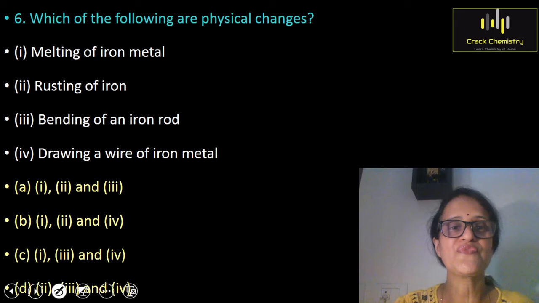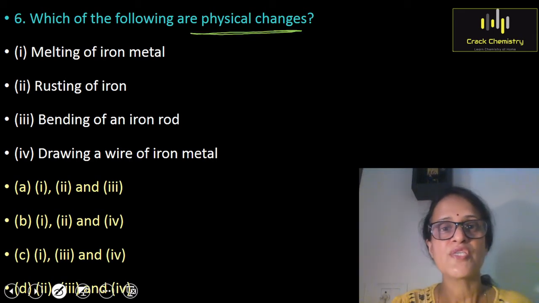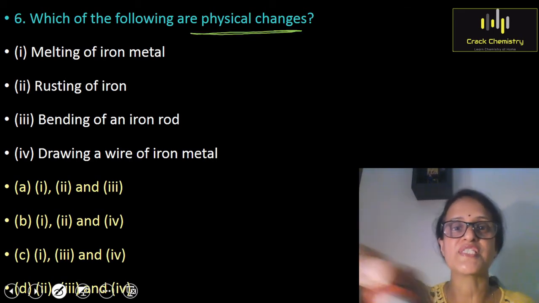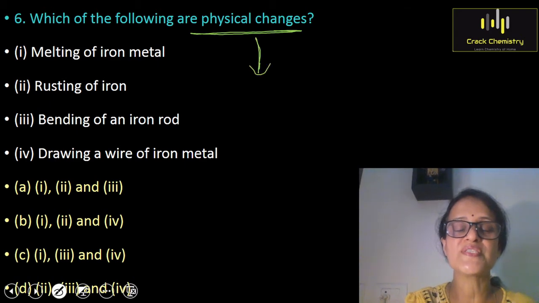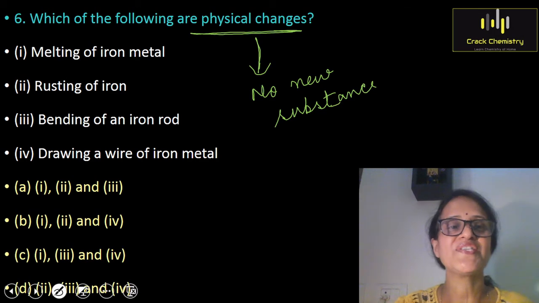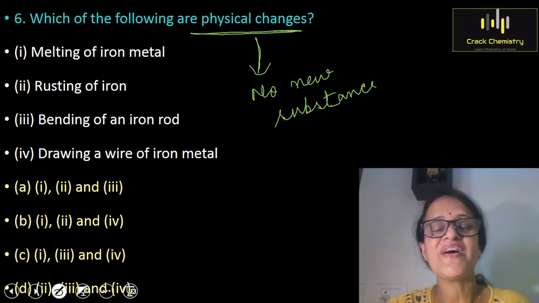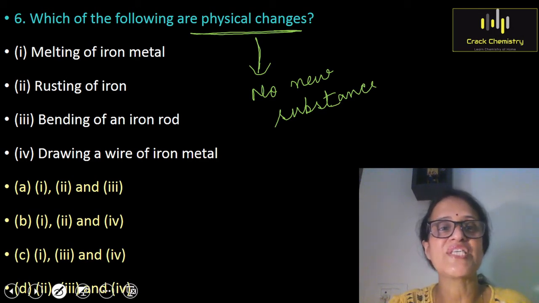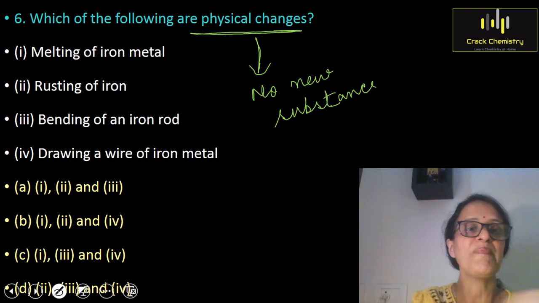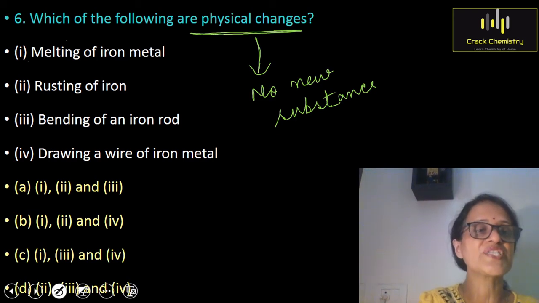Next question. Which of the following are physical changes? So children, what are physical changes? Physical changes are those changes in which no new substance is formed. There may be a change in the physical state. So melting of iron metal is a physical change, because no new substance is formed, simply the physical state gets changed.